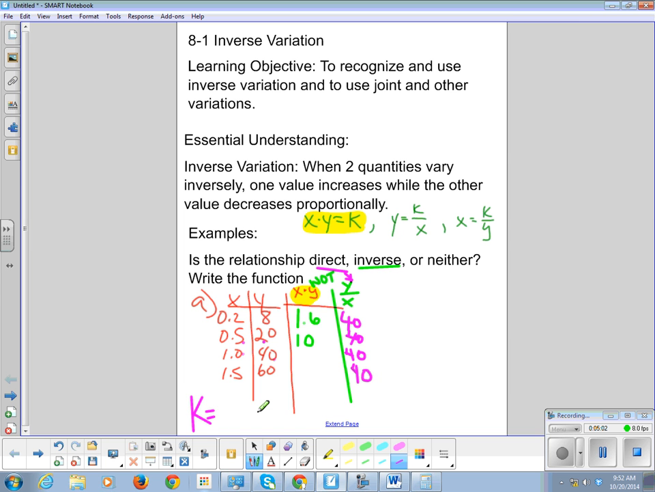So guys, what is our k value? Yeah, it's 40. So if we were going to model a situation, we were going to write the function, we would write y equals 40x.